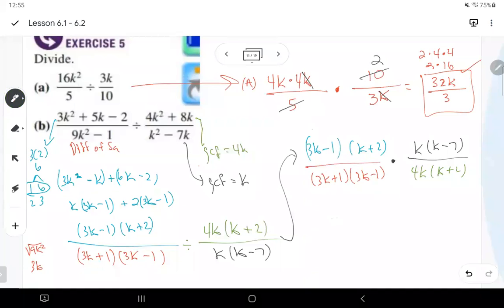Now we can do our canceling. The k plus 2 cancels, the k cancels, the 3k minus 1 cancels, and we're left with k minus 7 on top. Let's write that a little bit better. And 3k plus 1 on the bottom.